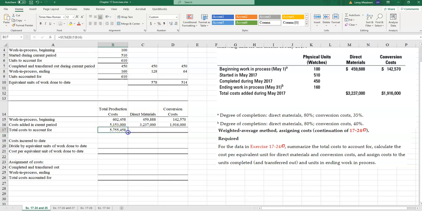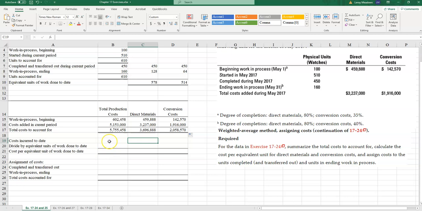And then I'm going to do it by cost category as well for direct materials and direct labor. For direct material, total cost to account for is $3,696,888. And then for conversion costs, $2,058,570. And again, for each of these cost categories of direct materials and conversion costs, I'm just taking the value of my beginning inventory and adding to that the costs added in the period.